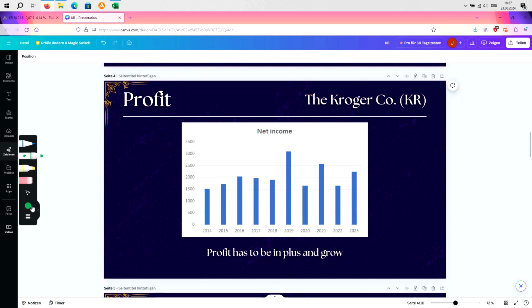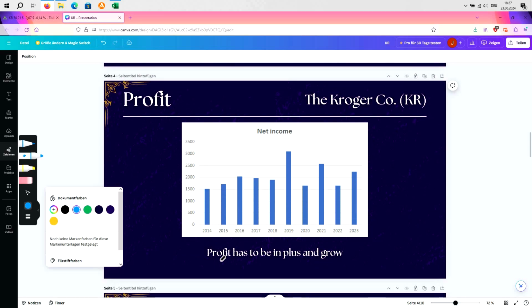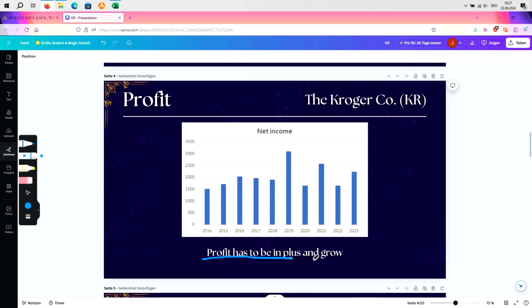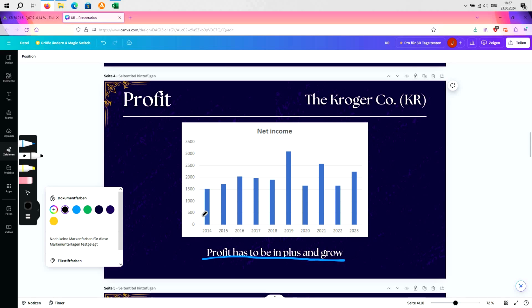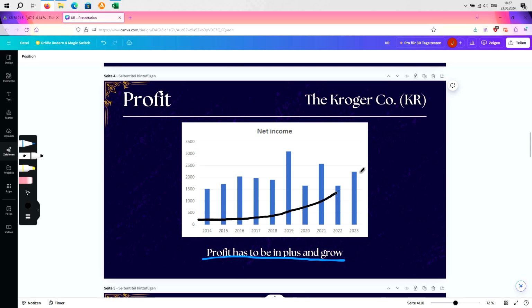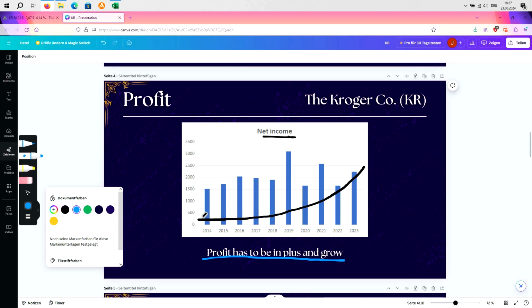Now we come to the profit, and for profit we have an instruction that the profit has to be in plus and it has to grow. Now here is the very same procedure as with the chart. First we are going to draw an exponential line, kind of like this. And then we are going to compare the profit chart, or net income, like basically net income is the same as profit, with this exponential line, okay? And the profit chart should follow that line as well.